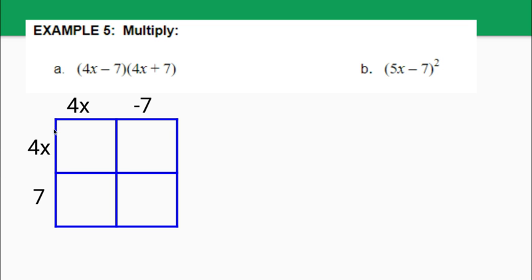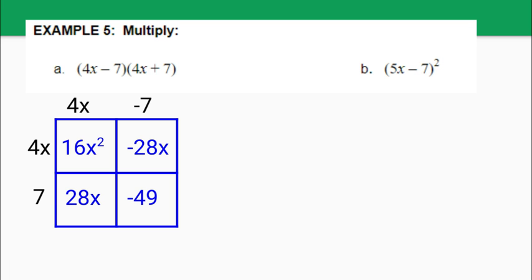We're going to multiply them separately, just like area, like length times width. So 4 times 4, 16. X times x is x squared. Place it inside the box. 4x times a negative 7 is negative 28x, with a single x there. 7 times a 4x is a positive 28x. And positive 7 times a negative 7 is a negative 49.